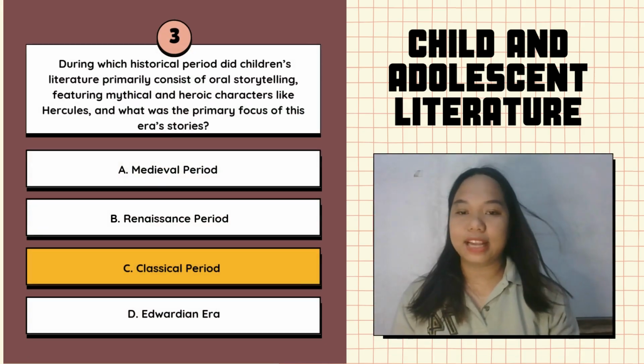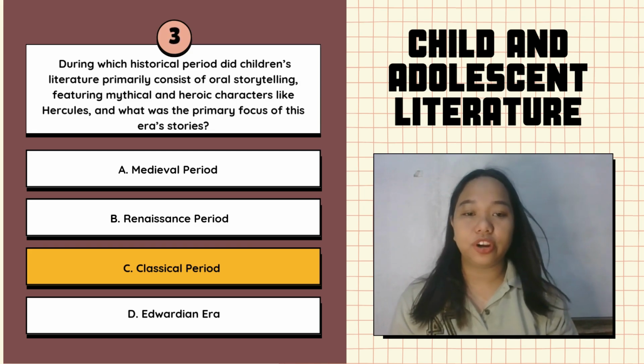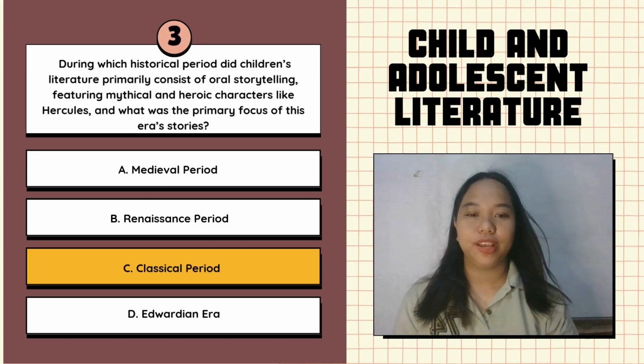And the correct answer is letter C, classical period. The classical period, 500 BC to 400 AD, marks the earliest forms of what we now consider children's literature. During this time, stories were not written down but passed orally from generation to generation. These tales often included mythical heroes such as Hercules and epic poems like the Iliad and the Odyssey.